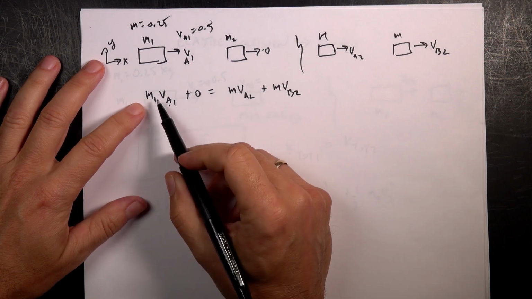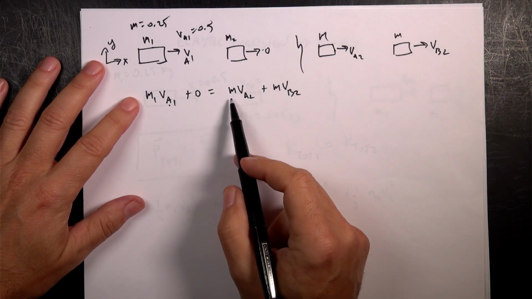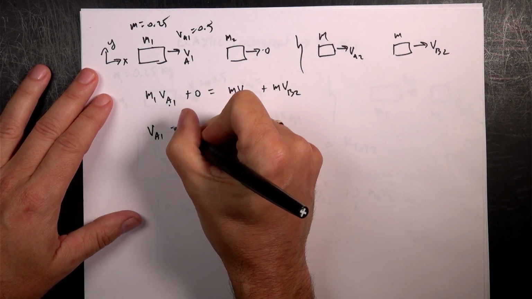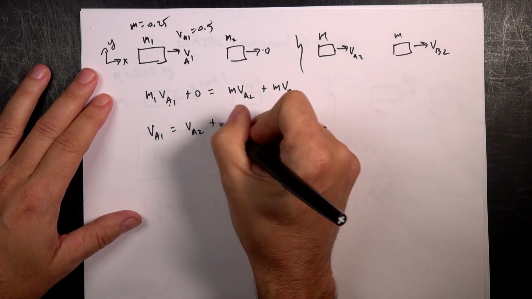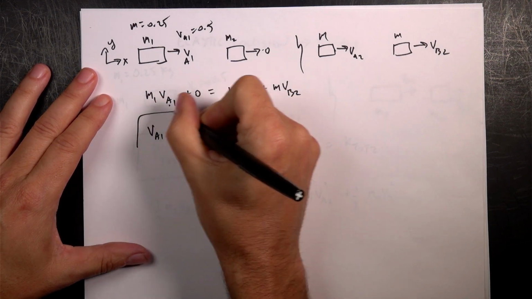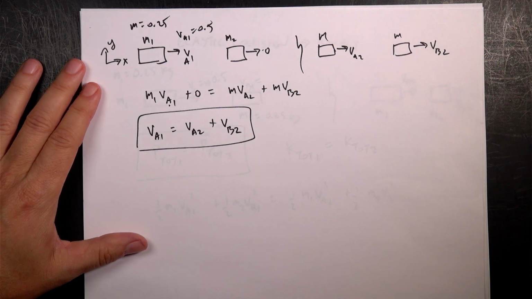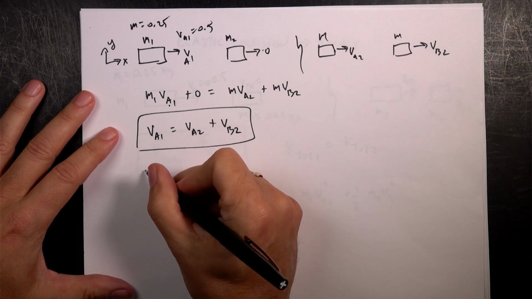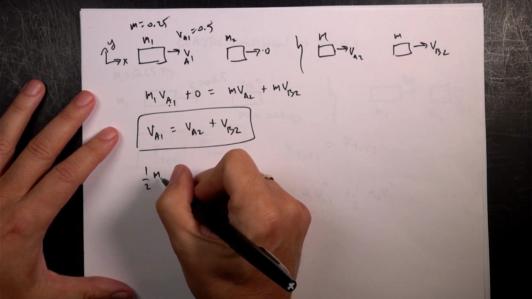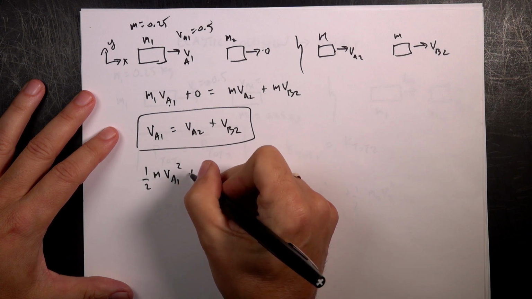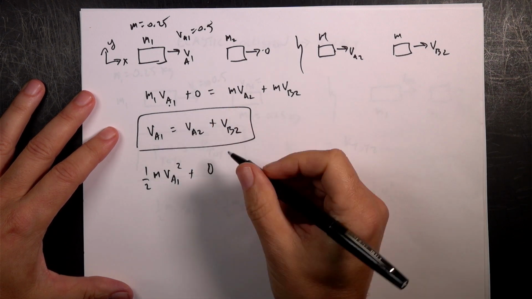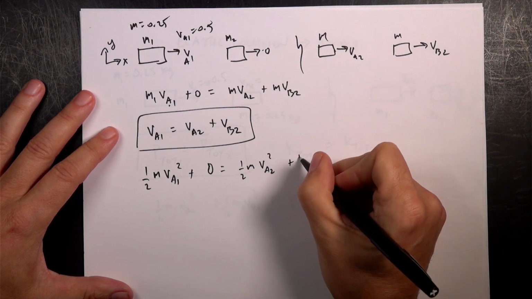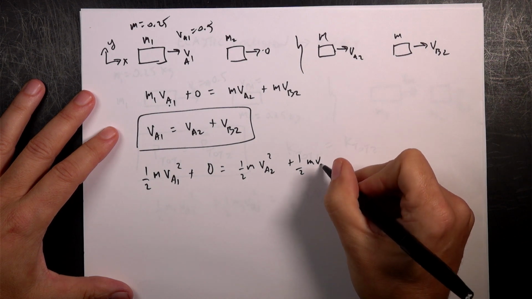I can go ahead and do some little algebraic manipulation. Since they have the same mass, I can divide both sides by that mass, and I get VA1 equals VA2 plus VB2. So that's one equation. Now I need two equations to solve for two unknowns. So let's do the kinetic energy equation. The kinetic energy before is going to be 1/2 M VA1 squared plus 0, because that one's at rest. And that's going to be equal to 1/2 M VA2 squared plus 1/2 M VB2 squared.